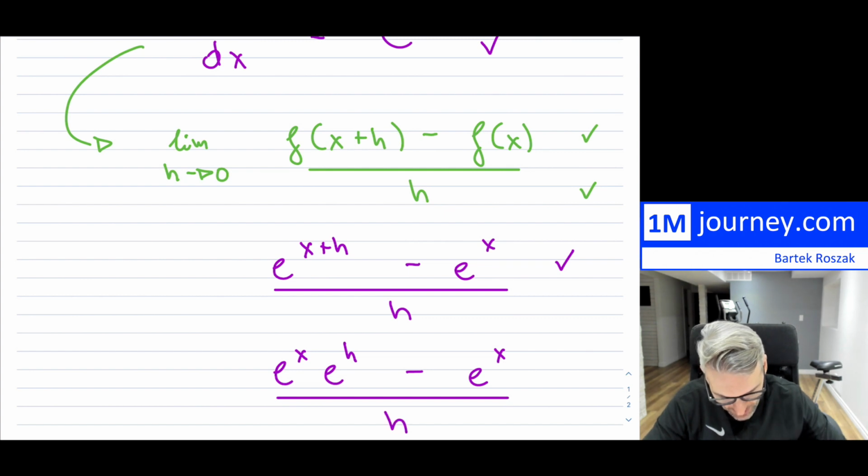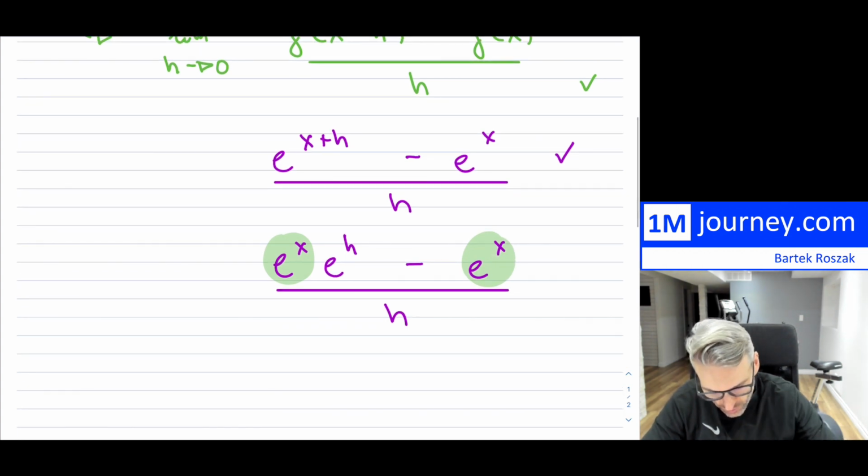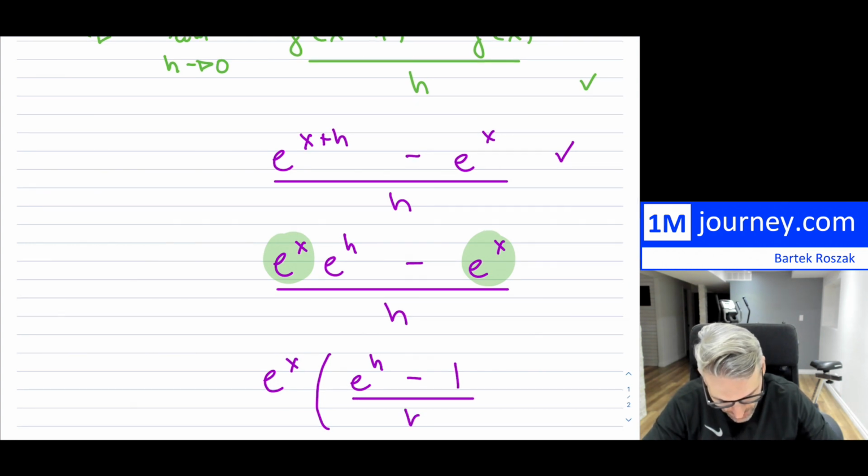Now, why am I doing that? Because I want to be able to take out e to the x from both of the terms in the numerator, which I can do. That's going to give me that, and what I'm going to have left behind is e to the h minus 1, all over h.